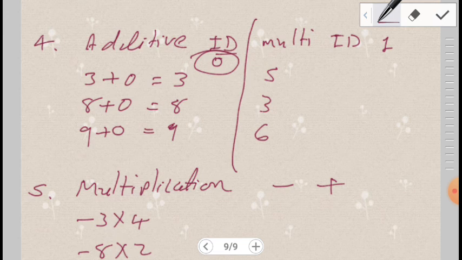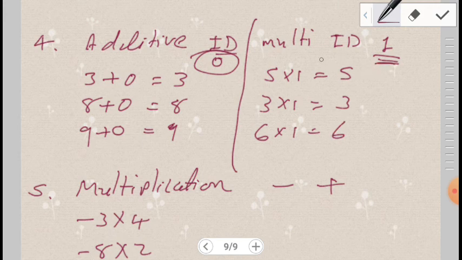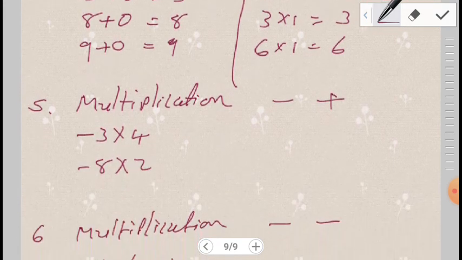Same for the other identity, the multiplicative identity of 1. If I multiply 1 with any number, it remains the same. If I multiply here by 1, it remains the same. So we can say that 1 is the multiplicative identity. That means if you multiply 1 with any number, there is no change in its value.